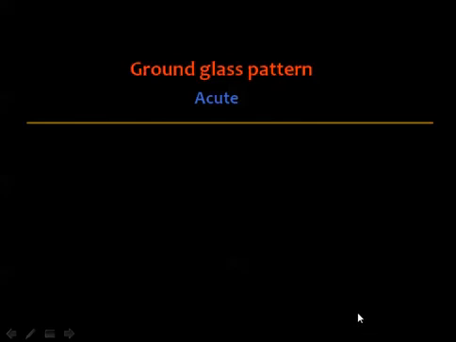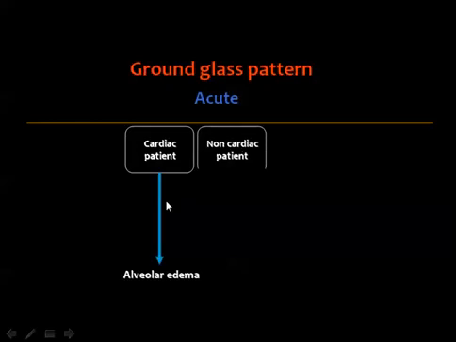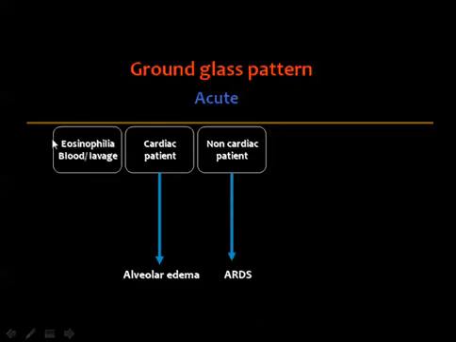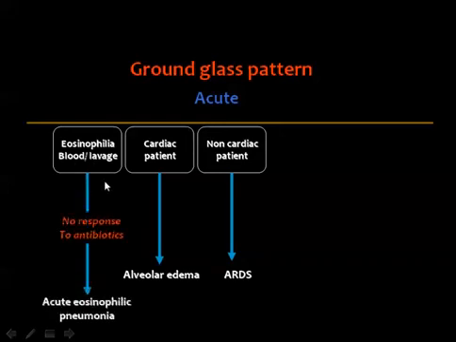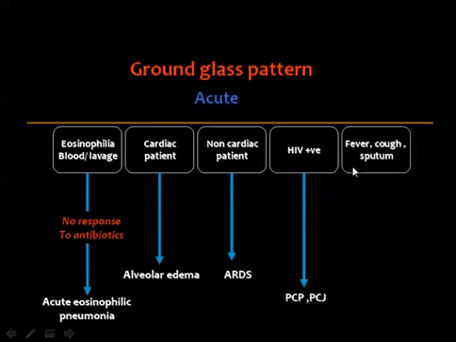Then we come to the ground glass pattern. If it is an acute presentation in a cardiac patient, the diagnosis is pulmonary alveolar edema. In a non-cardiac patient, the diagnosis is ARDS, acute respiratory distress syndrome. If there is eosinophilia in the blood picture or in the lavage, acute eosinophilic pneumonia. And you remember that this type of pneumonia does not respond to antibiotics, and it responds to corticosteroids. If the patient is HIV positive, pneumocystis jirovecii. If the patient had fever, cough, and sputum, viral pneumonia.